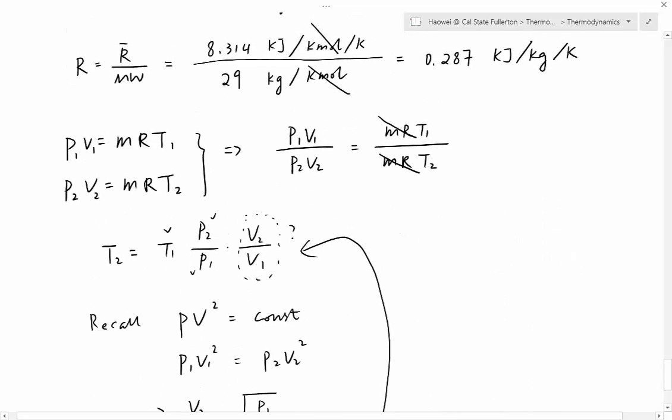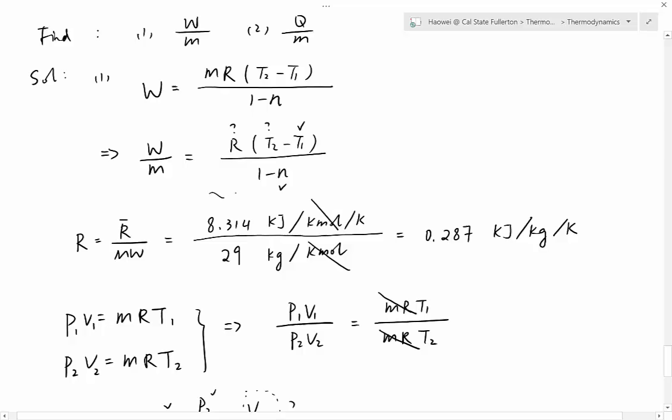Now we can go back to our equation and take a look. This is our right-hand side. Do we have R and T2 now? Yes, we have both.